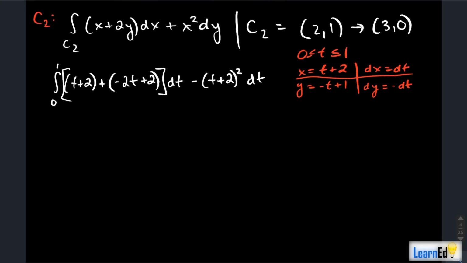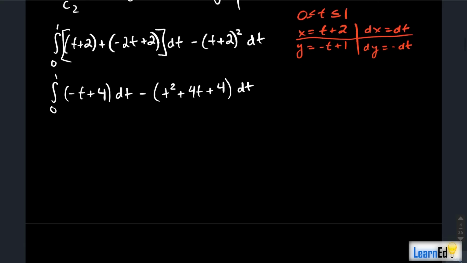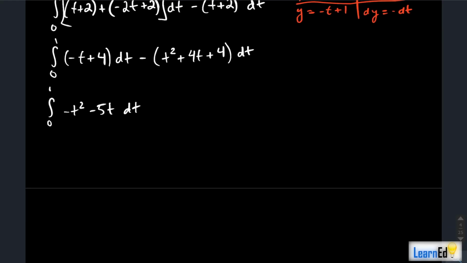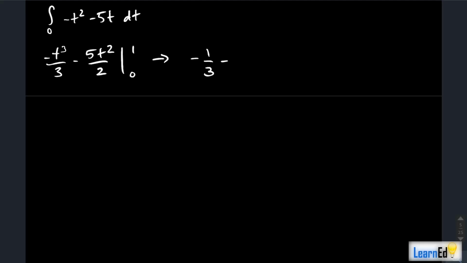Okay? So now we just gotta simplify this baby, because this is a mess right now, and what we'll end up getting is negative t plus 4 dt minus t squared plus 4t plus 4, and we have a dt right there. So combining, we get negative t squared. We have minus 4t minus t is minus 5t. Then we have plus 4 minus 4, so that all just cancels out. And then we have a dt there. We integrate. So we get negative t cubed over 3 minus 5t squared over 2. And we evaluate that from 0 to 1. You'll get negative 1/3 minus 5/2, which when you simplify, I'll just give you the answer here. It's going to be negative 17 over 6.